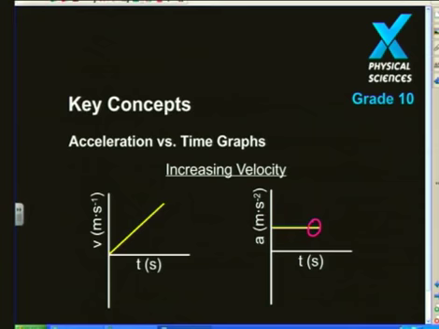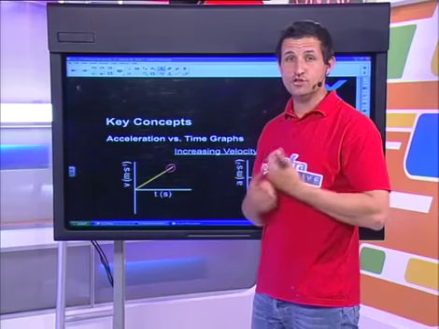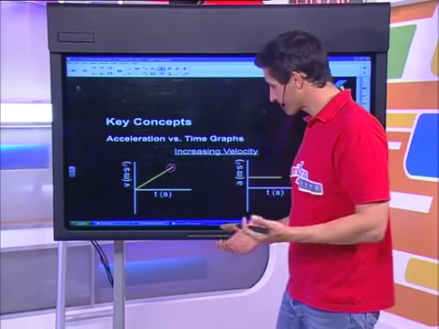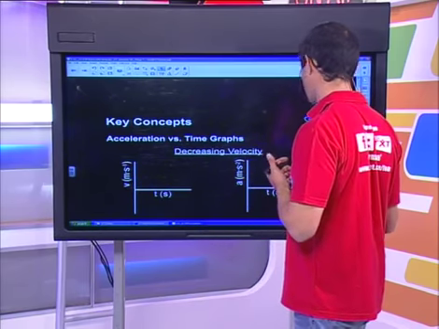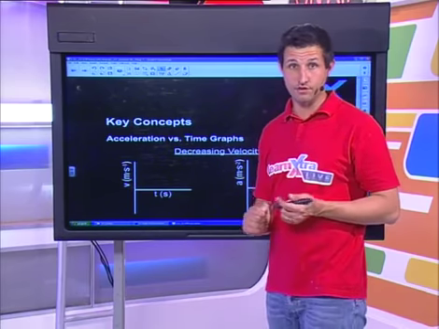Which part on a VT graph should be constant? Well, guys, I hope you've been listening very carefully. It should be the gradient on a VT graph that should be constant the entire time. So my gradient on my V versus T graph should be constant the entire time. Now, let's deal with that very last situation I left you with. And that was one for decreasing velocity.